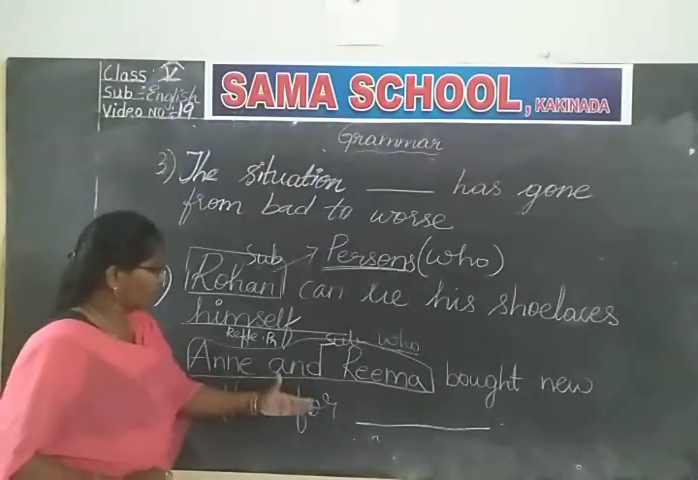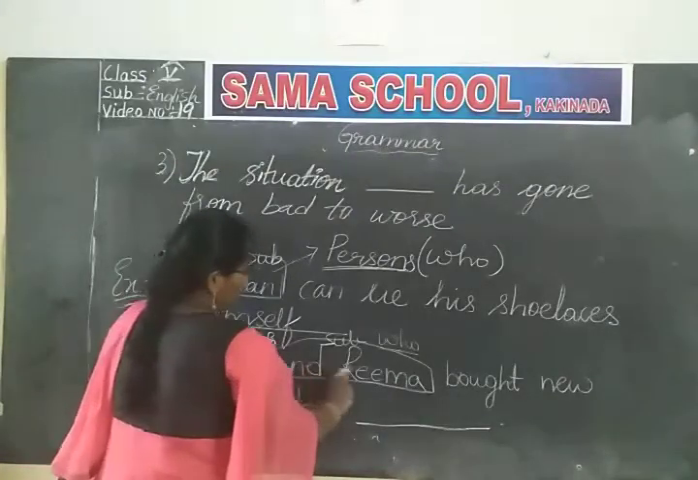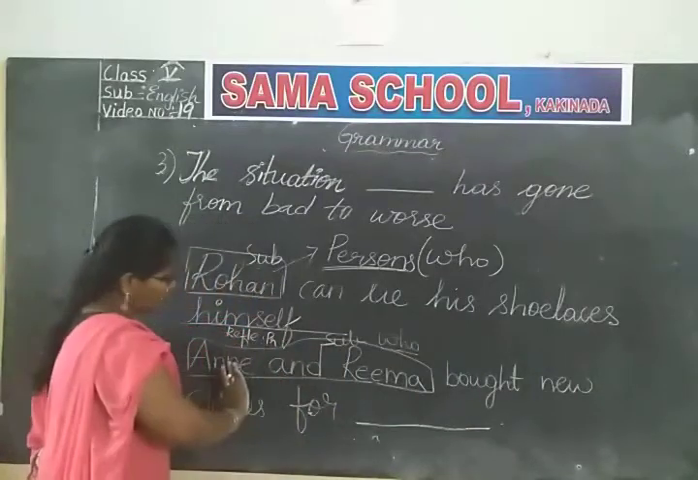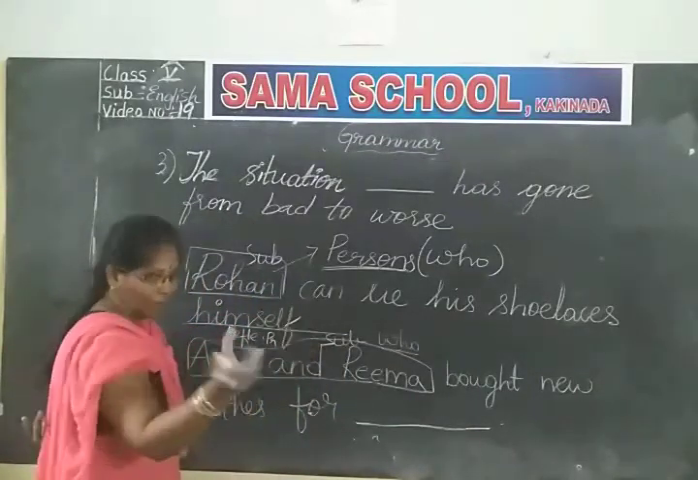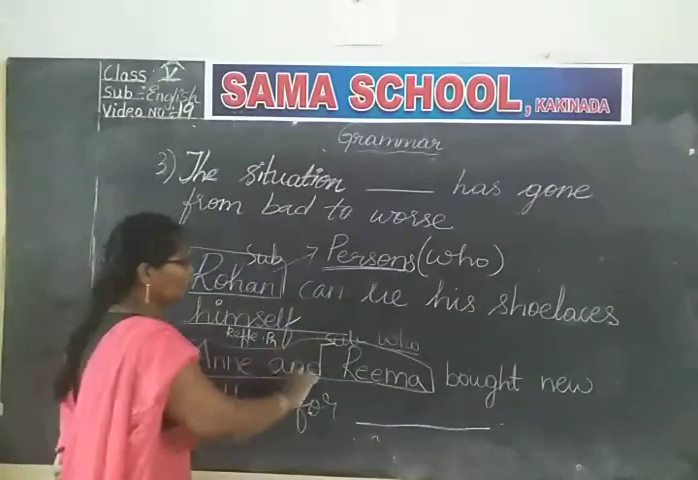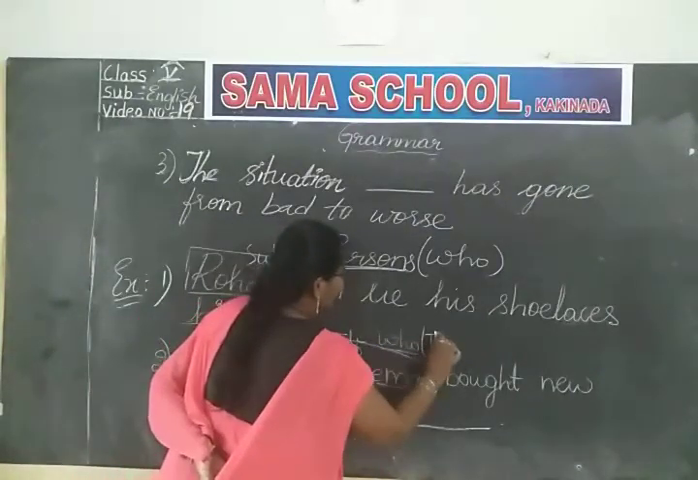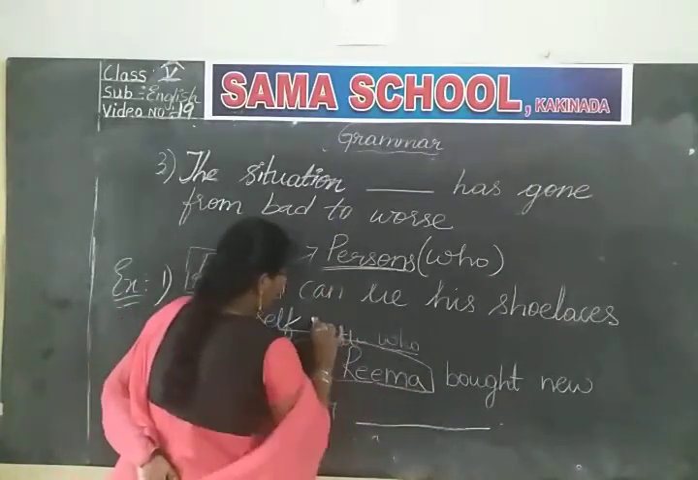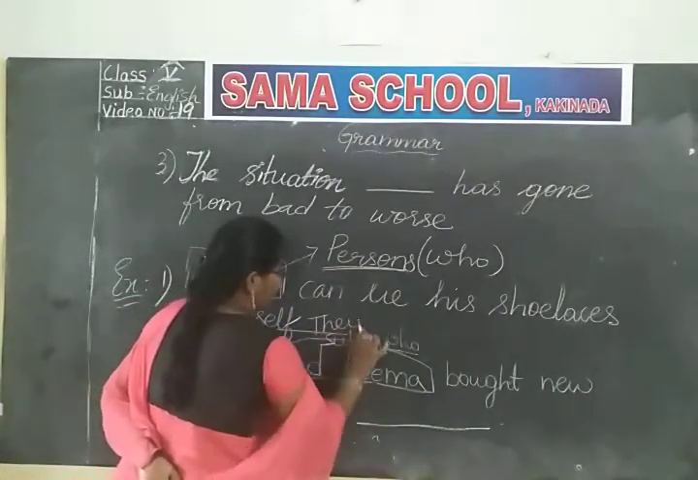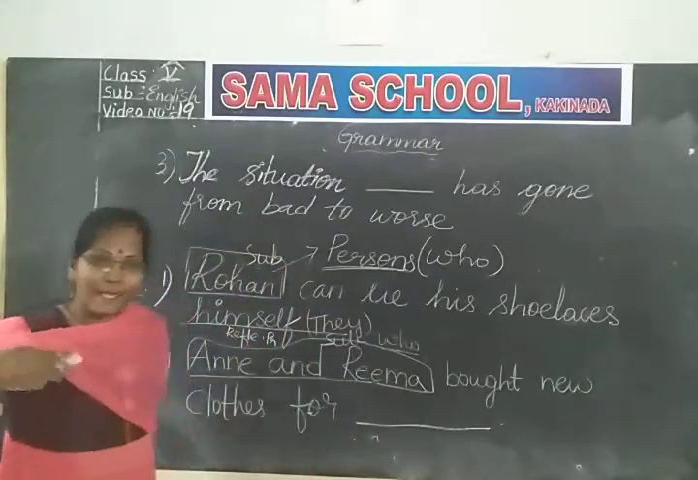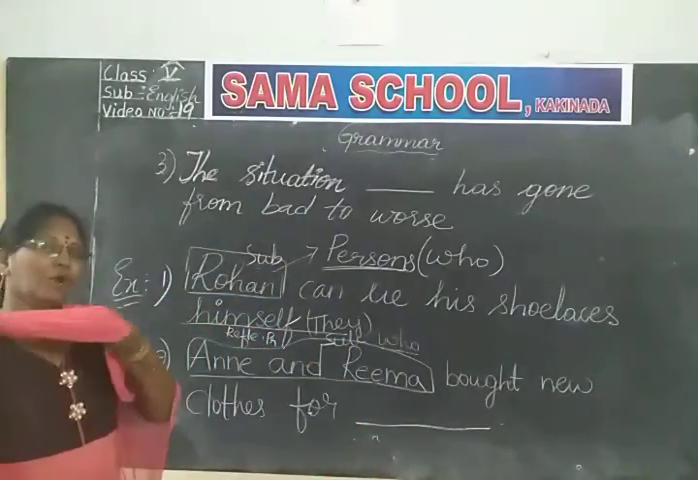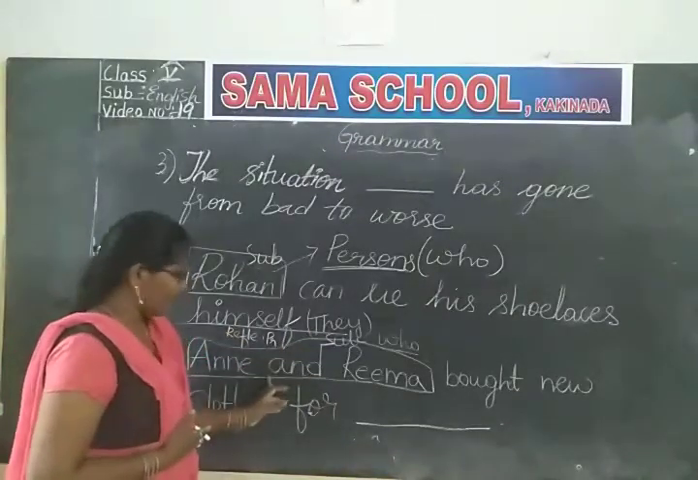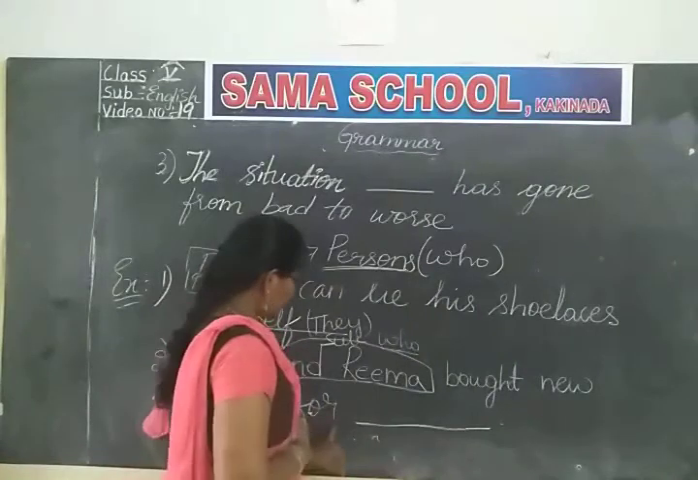And here we should use a pronoun. When we replace this noun subject with a pronoun, what do we use? We use the word they. How can we read it? Instead of Annie and Rima, we can replace with they. If we want to write the entire sentence with a pronoun, we can replace with they. They bought new clothes for dash.